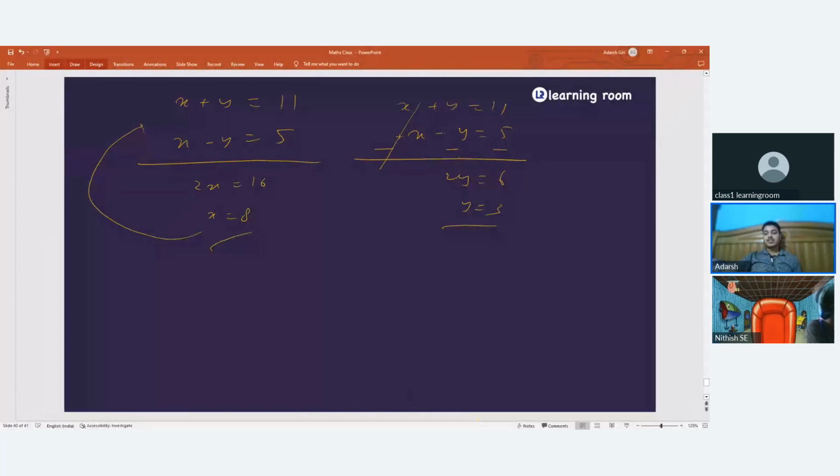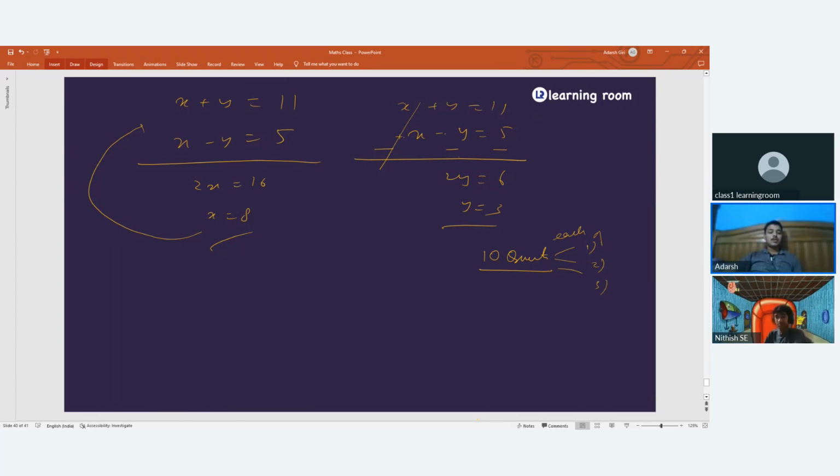Done? Yes, sir. Okay. So I need at least 10 questions based on all three of the three methods that we have studied, right? 10 questions each, sir. Okay. Each of the methods, like equating the coefficients, cross multiplication or substitution: 10, 10, 10, 30 questions I need you to solve. Got it? Understood?